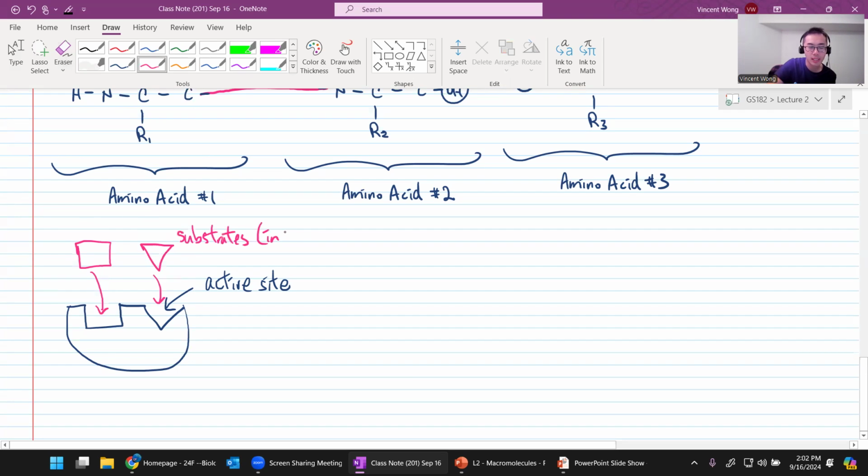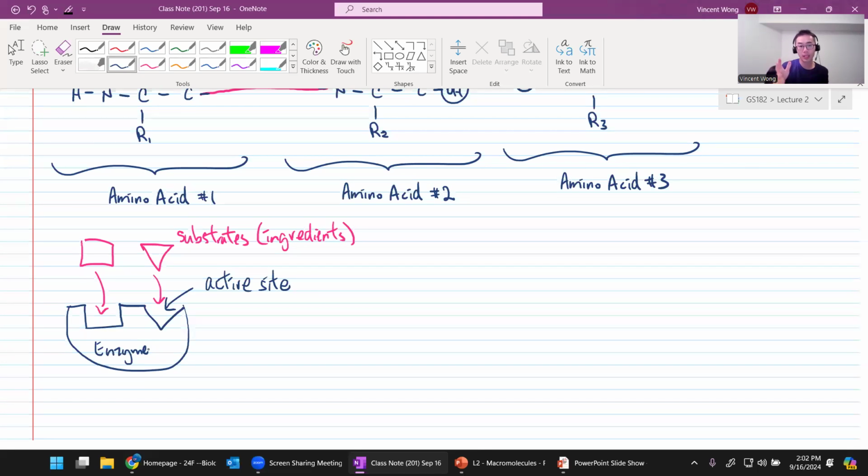Substrate is just another word for the ingredients, the reactants. If it's a different thing, it's not going to fit in. It has to be the right shape. And this here is our enzyme. That's what I mean when I say that the enzyme, which is a protein, has to have the right shape. If you change the shape, it will no longer work.